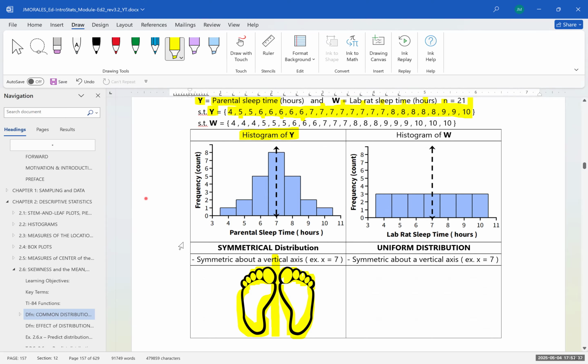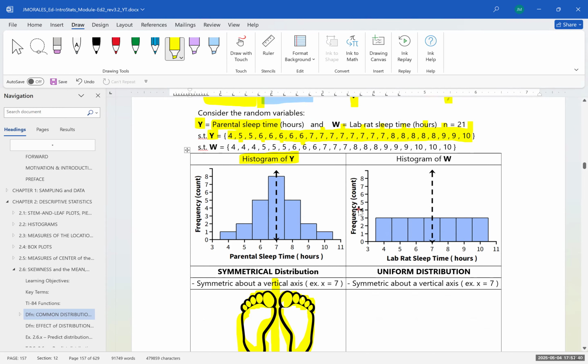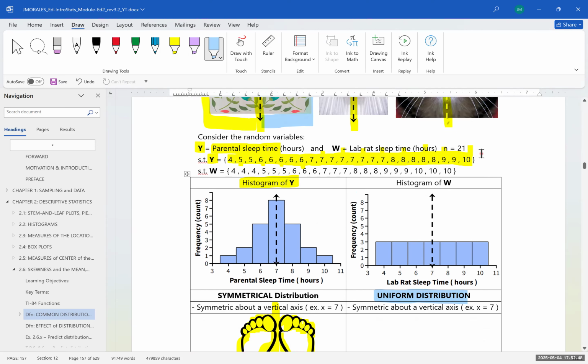Now, a different kind of distribution other than this type of symmetrical distribution, which is called a normal distribution, is one called a uniform distribution. This is also symmetrical. If we have random variable W, which represents lab rat sleep time, here's W, here are all 21 rats with their recorded sleep times. If we graph that data, that's histogram W, the histogram of lab rat sleep time.